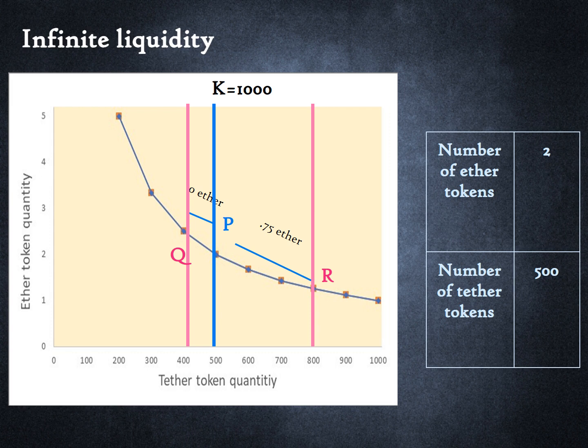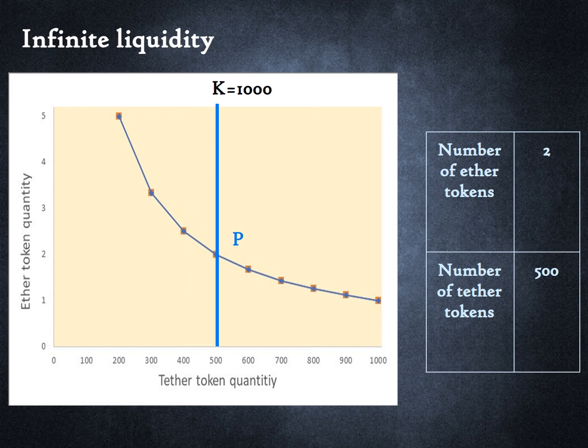Next, we will determine how many Tether tokens are there in the range between points Q and R. We will again begin from the equilibrium point P. First, we will determine the quantity of Tether between point P and point Q. If a trader wishes to sell 0.5 units of Ether to reach point Q, he is going to get 100 Tether in return to maintain equilibrium. Hence, between point P and Q, we can deduce that there are 100 units of Tether.